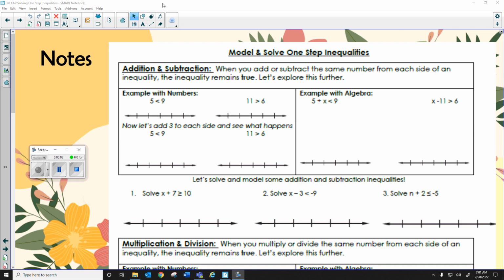All right, here we go with inequalities. Today we're talking about how to solve them. Yesterday we looked at just the basics of when it's true, when it's false, but we're going to take it a little bit further.